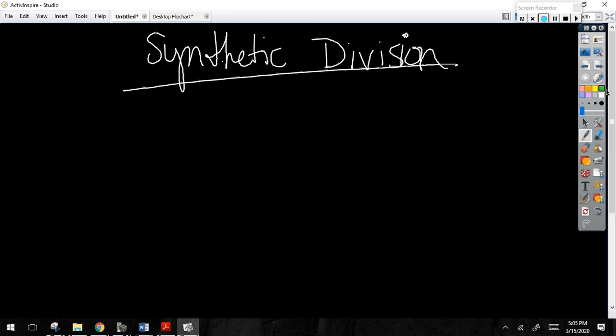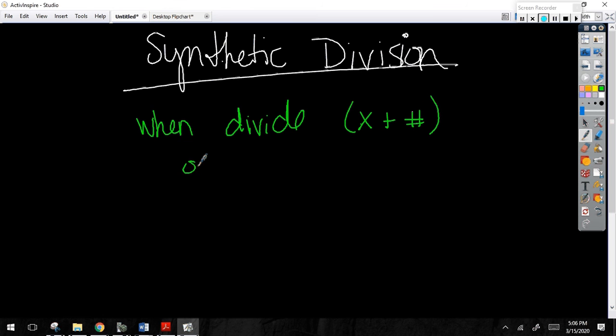Synthetic division only works in one scenario, and that one scenario is when you divide by x plus a number or x minus a number. That is the only time it works. If you have a coefficient on the x or an exponent on the x, it does not lend itself to synthetic division. So you got to check that before you start dividing. You'll still need placeholders.